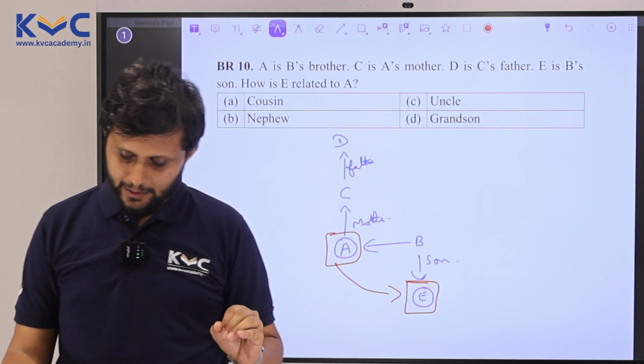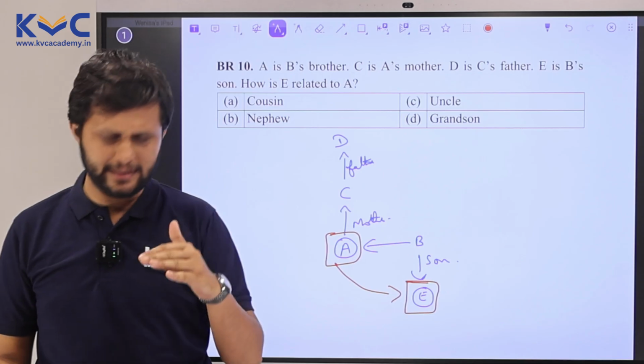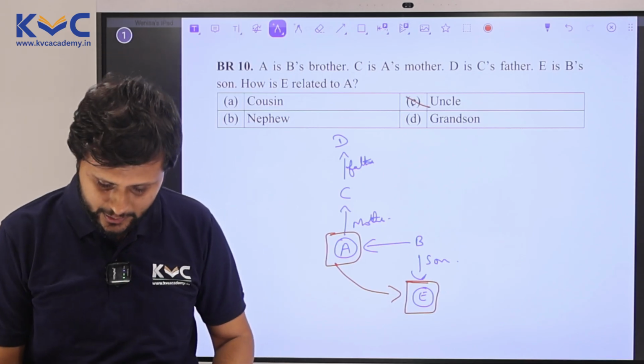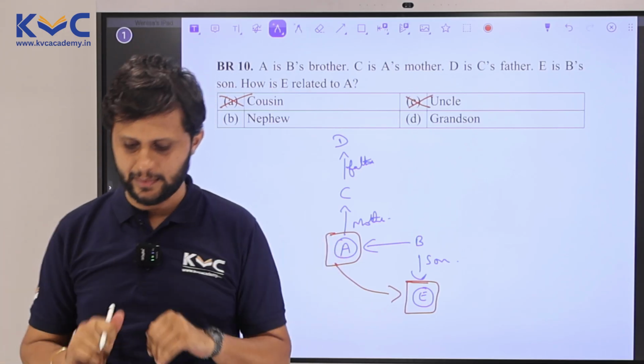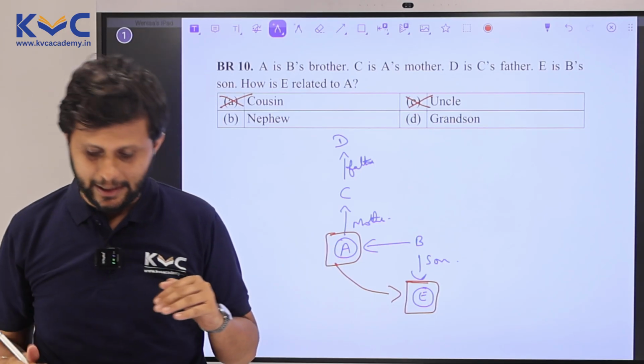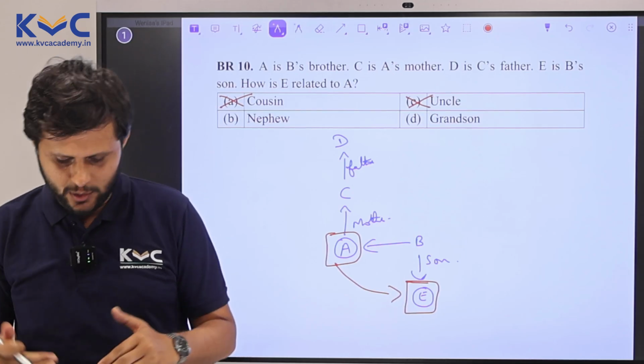Correct? Can it be cousin? Because cousin has to be same level. Cousin is ruled out. Uncle is ruled out. Cousin is ruled out because cousin is in the same level. Brother, sister, cousin, same level. Uncle should be higher level. Grandson, no, it's just one level.